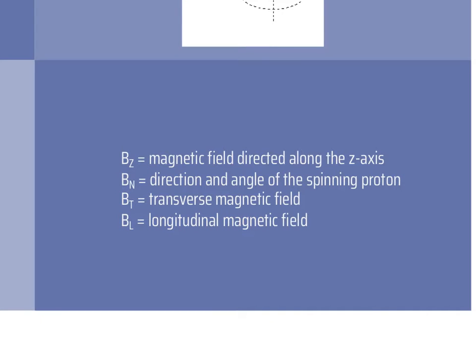So let's just review really quick. So far we have BZ, BN, BT, and BL. BZ we said is the magnetic field directed along the Z plane. With BN, we already said that when a proton spins, it creates its own magnetic charge. So that's why it's BN, and it's the direction, the angle of the spinning proton. BT we said is the transverse magnetic field that we haven't said exists so far, and it cancels out, but we'll see in other examples where it does exist. And we also talked about the BL, which is the longitudinal magnetic field.